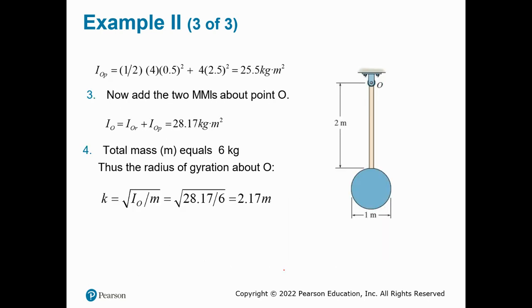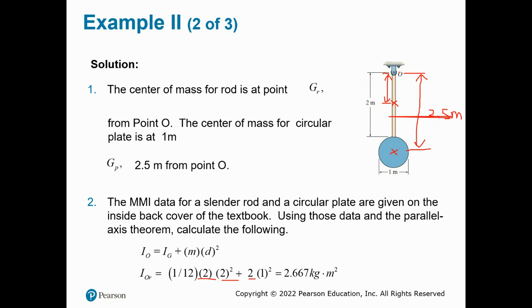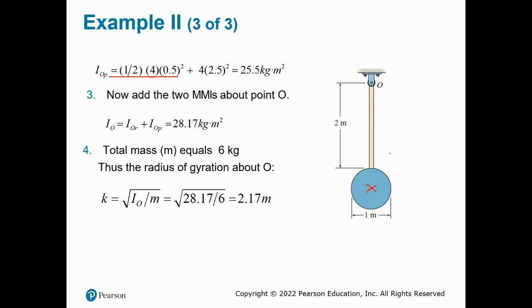We're going to do the same thing for the plate, the disc. For the disc, it is 1/2 times mass times 0.5 squared, 0.5 being the radius of the disc itself, plus md squared. So the mass is 4, and the 2.5 comes from where we just talked about, from the point O to the center of the disc, which is 2.5 meters total. So plug it in. Adding both of the two MMIs together gives me that.